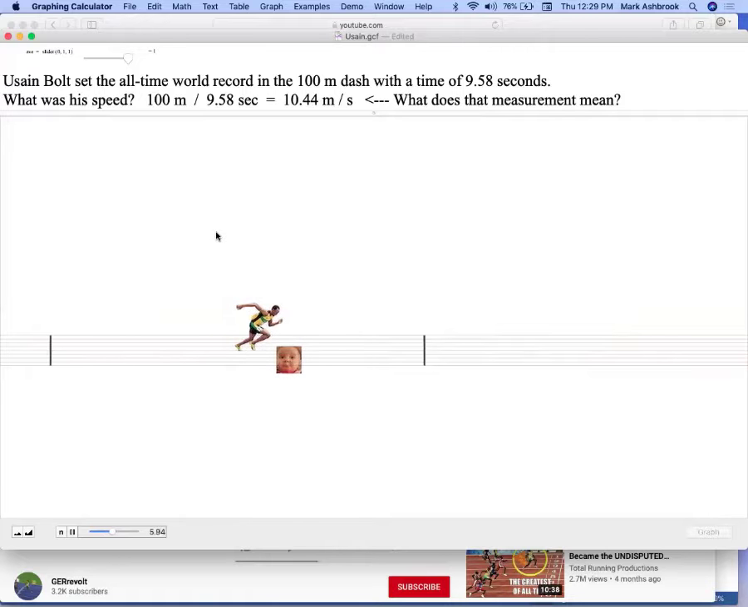Okay, how many seconds did it take for Usain to travel this distance? 9.58 seconds, right? What about Emma? Same, right? Okay, then what's the difference?